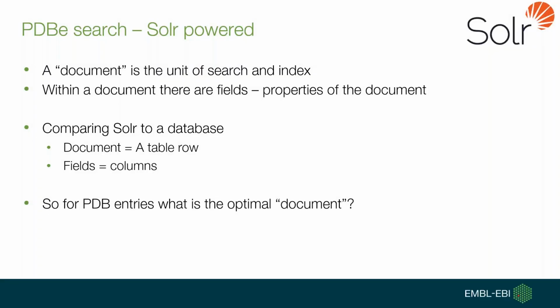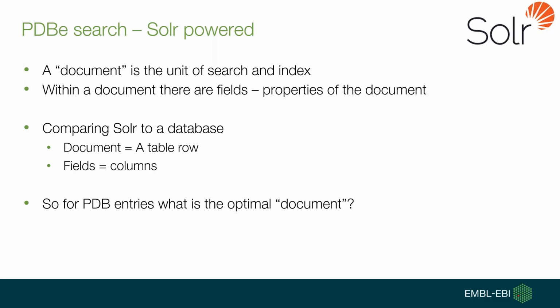So before we get into actually looking at the results, I need to go through exactly how we index data within our search. As I mentioned, this is based on Solr, and a document is our unit of search and index. Within each document, there are fields, which are the properties of that document. If we compared this to a database, a document would be a row in a table, and the fields would be the columns that correspond there.